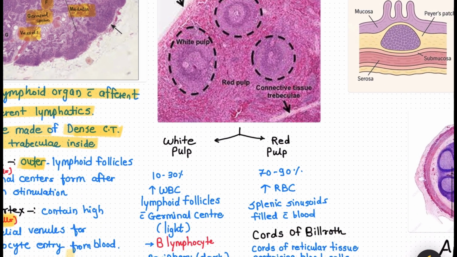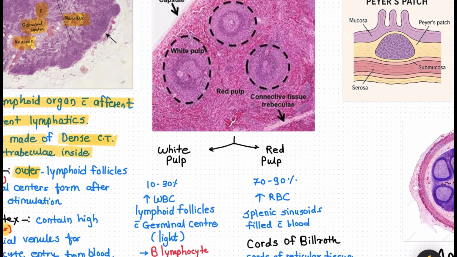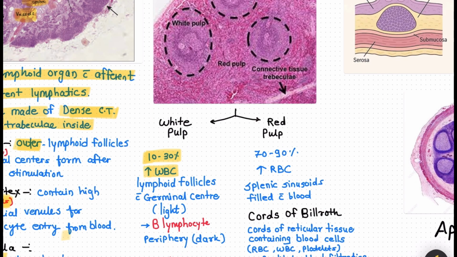So let's see what the white pulp contains. White pulp forms 10 to 30% of the spleen. It gives rise to more WBC production as lymphoid follicles with germinal center.